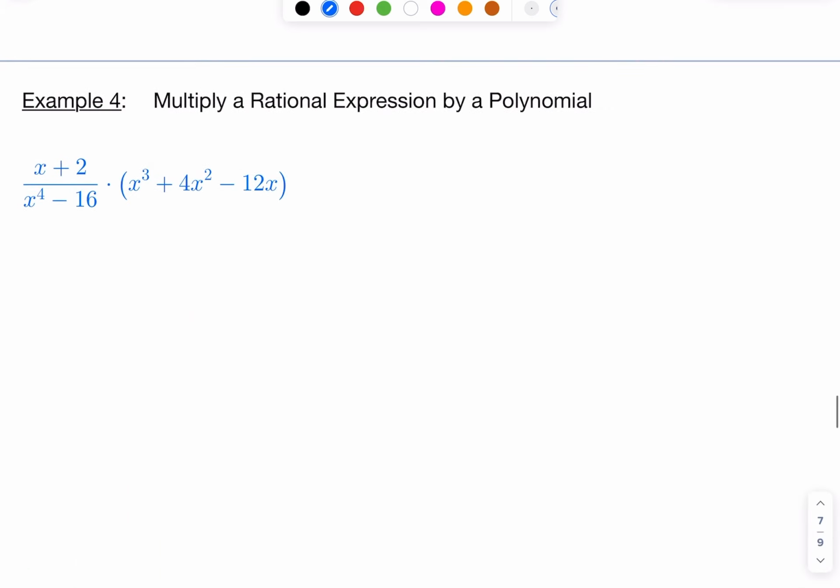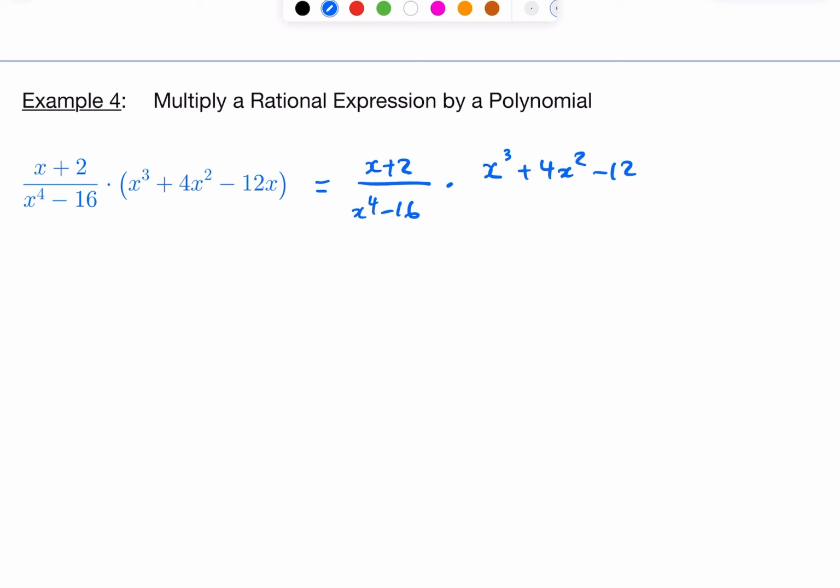Now, let's move on to the next example. Here we're going to multiply a rational expression by a polynomial. This is the same thing as multiplying two fractions together. And what I mean by that is this comes out to x plus 2 over x to the 4th minus 16 times, and then the polynomial just sits up here, plus 4x squared minus 12x, and that's all over 1.